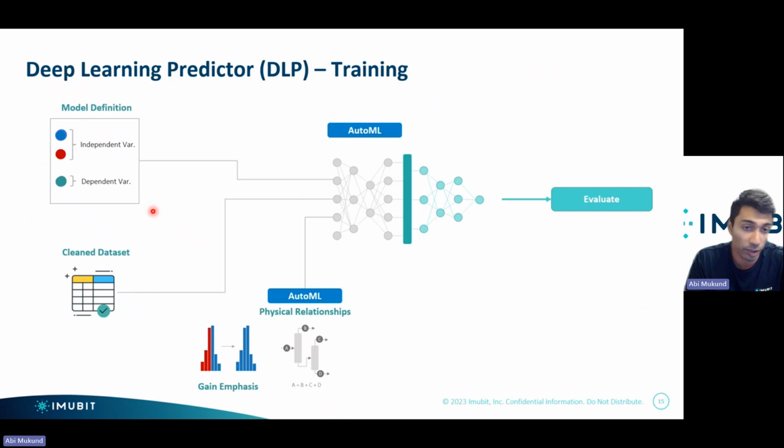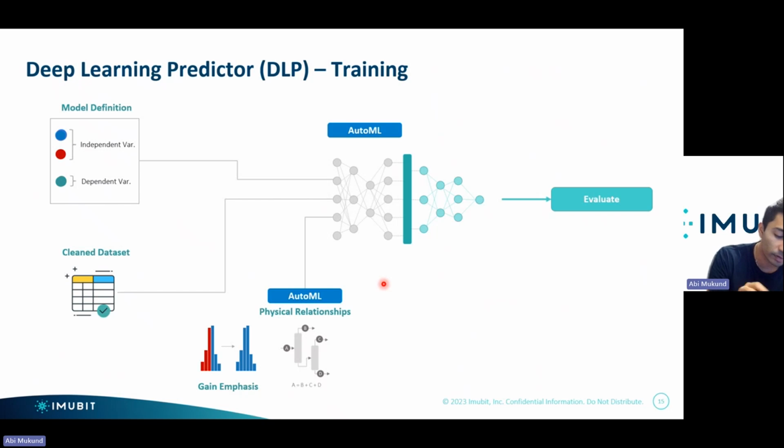So training looks just as we defined. You give it the model definition, you give it a clean data set, and I'm not going to touch on it too much, but like I mentioned before, here's another AutoML functionality: the process expert can define, if they're very confident that there's a process gain that clearly exists based on first principles, that as part of the model definition between an independent and dependent variable.